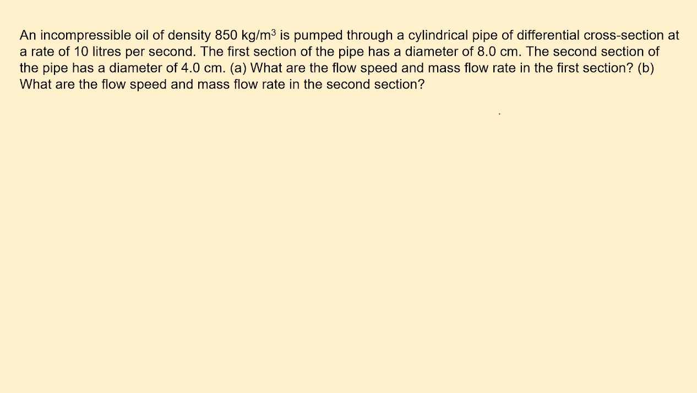Okay, so we have a cylindrical pipe of known cross-sectional area. There is a first section and a second section, with different diameters and different cross-sectional areas. In the first section, we denote the velocity V1 and area A1. Similarly, in the second section, the velocity and area are V2 and A2.